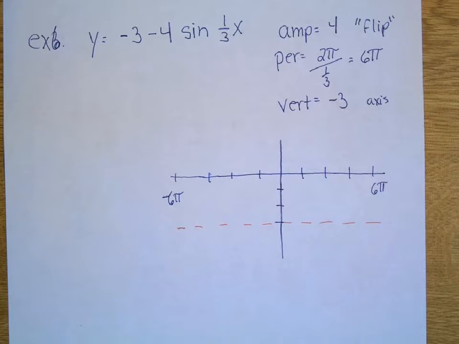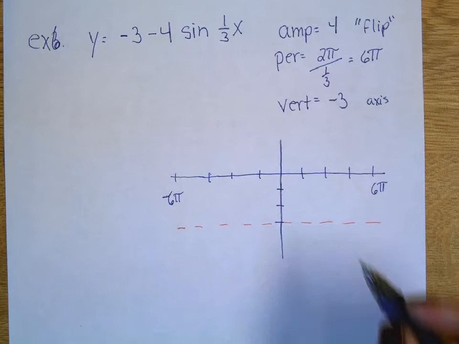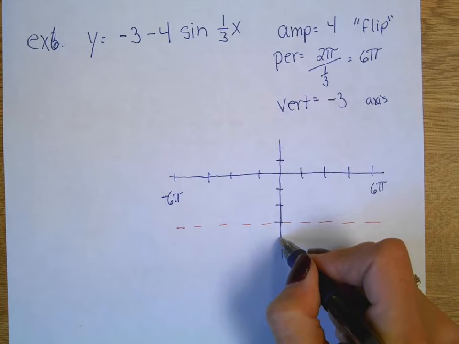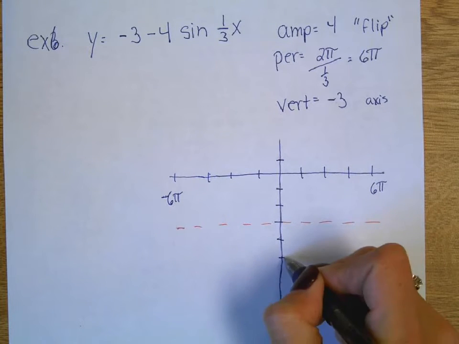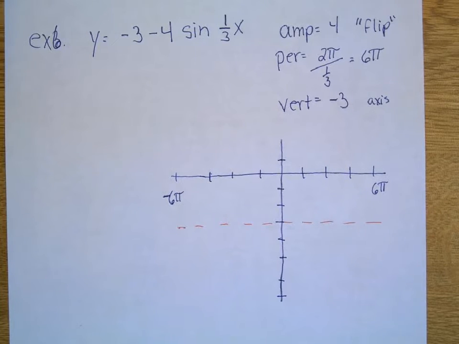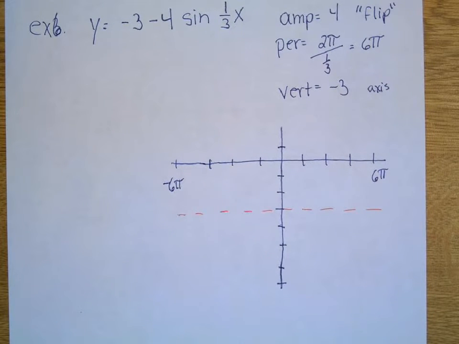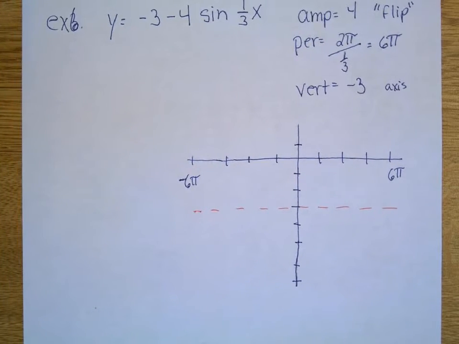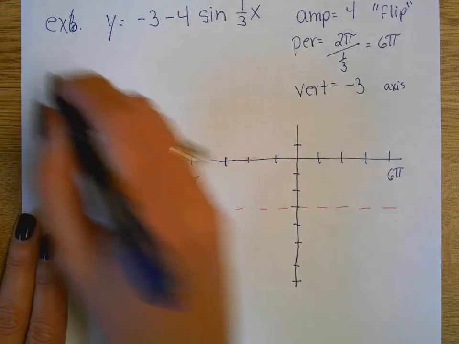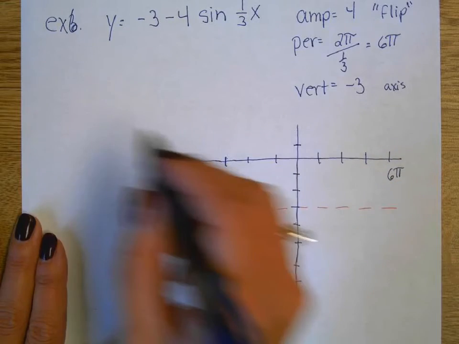How far above and below that axis do I need to put tick marks? 4. I need to go 4 above and 4 below because my amplitude's 4. So I need to go up to here, and I still need to go down 4 more. Let's make our table. Yep, 1, because we had to go up 4 from -3, so it's going to take me up to 1.